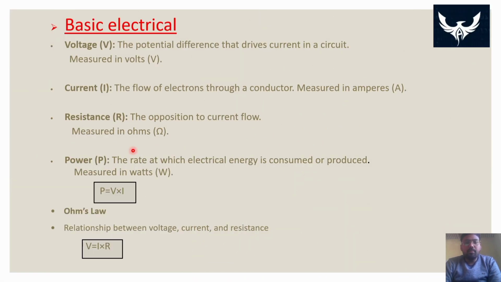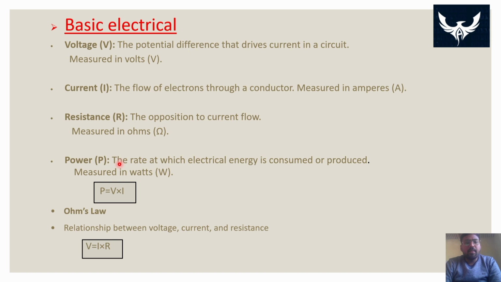Now, to go in depth into electronics, we have to know some basic concepts of basic electricals like voltage, current, resistance, power, Ohm's law, and so on. So let's discuss these topics here. About voltage: the potential difference that drives current in a circuit is voltage. It's measured in volts. Current: the flow of electrons through a conductor is the current. It's measured in amperes. Resistance is the opposition to the flow of current, and it's measured in ohms.